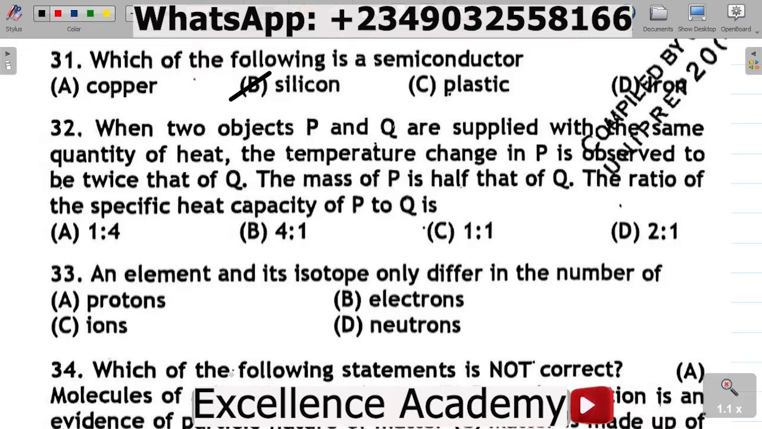Okay. You also want to, as I said earlier, take note that the other example they almost always give is germanium. All right, so you have this.